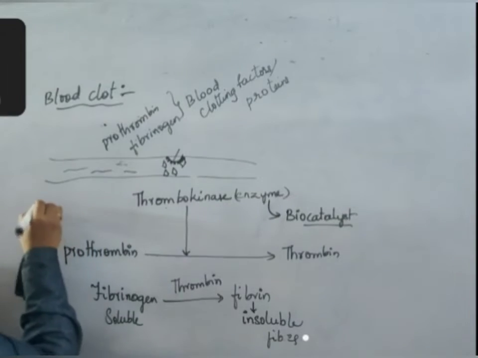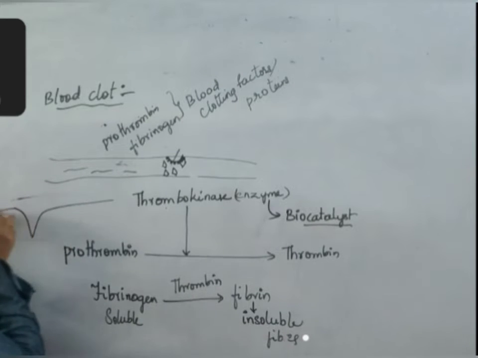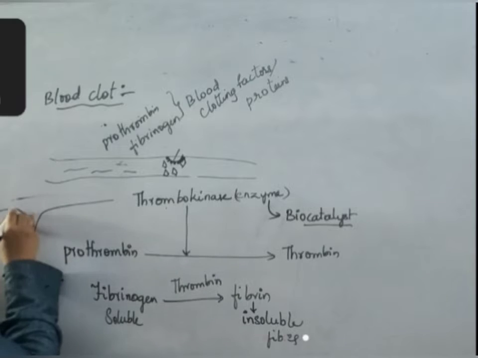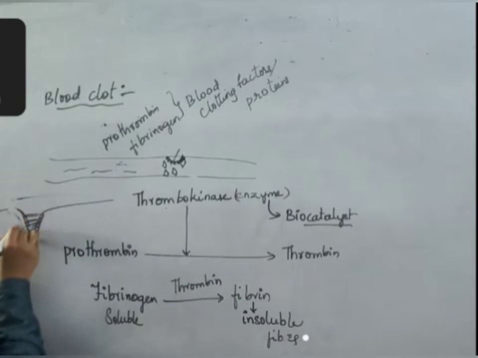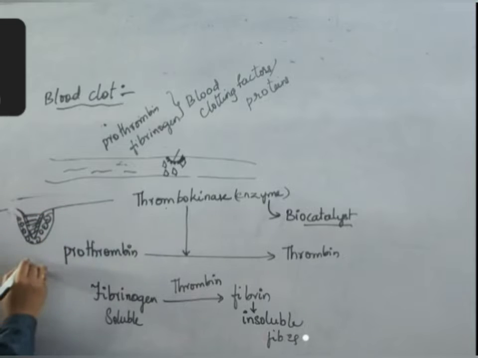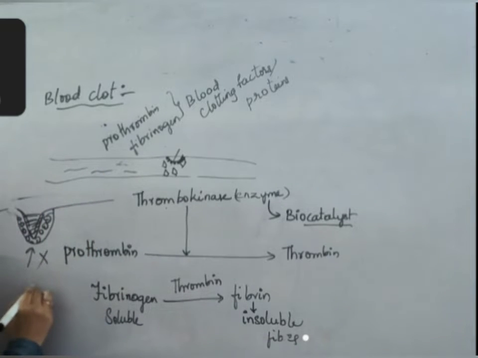Okay, so if this is the cut, let us assume this is the cut region, and here the blood cells will accumulate. After this, the thrombin clot is formed here. All the blood cells will stop here. They will not be able to go outside, and these all will bind and form a clot. Now there is no outflow of blood. Okay, so this is called a blood clot.